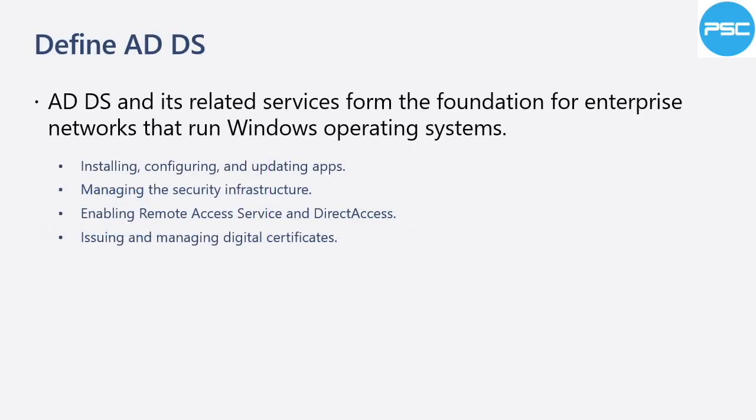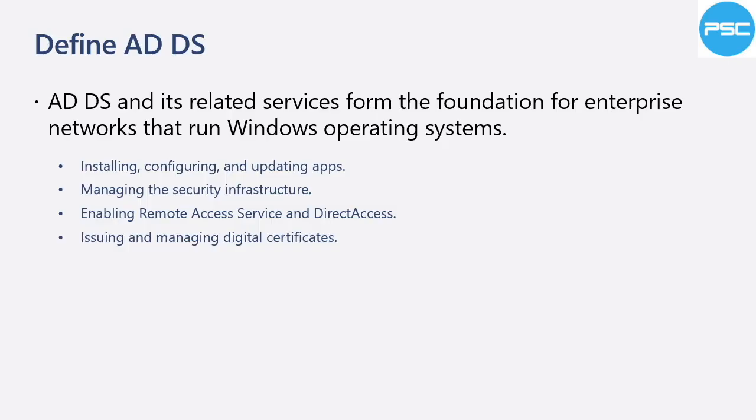ADDS and its related services form the foundation for enterprise networks that run Windows operating systems. The ADDS database is the central store of all the domain objects such as user accounts, computer accounts, and groups. ADDS provides a searchable hierarchical directory and a method for applying configuration and security settings for objects in an enterprise. ADDS includes both logical and physical components. You should understand how ADDS components work together so that you can manage your infrastructure efficiently.